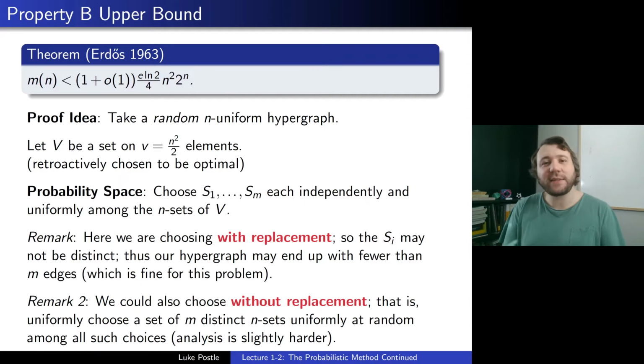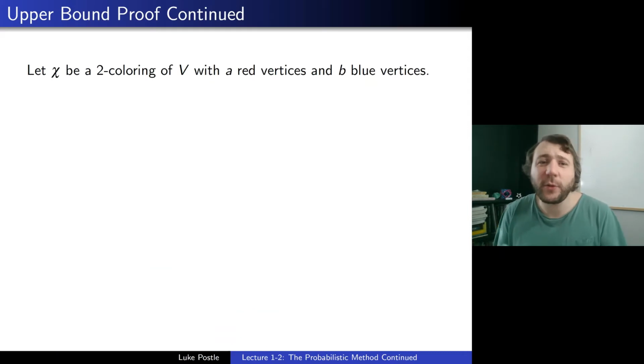So get used to these terms, so they show up when you're doing certain random experiments with balls and bins and such: with replacement, without replacement. All right, then let's proceed. So now we've said how we're going to construct a random hypergraph. Now we have to do the coloring. So now we have to talk about coloring.